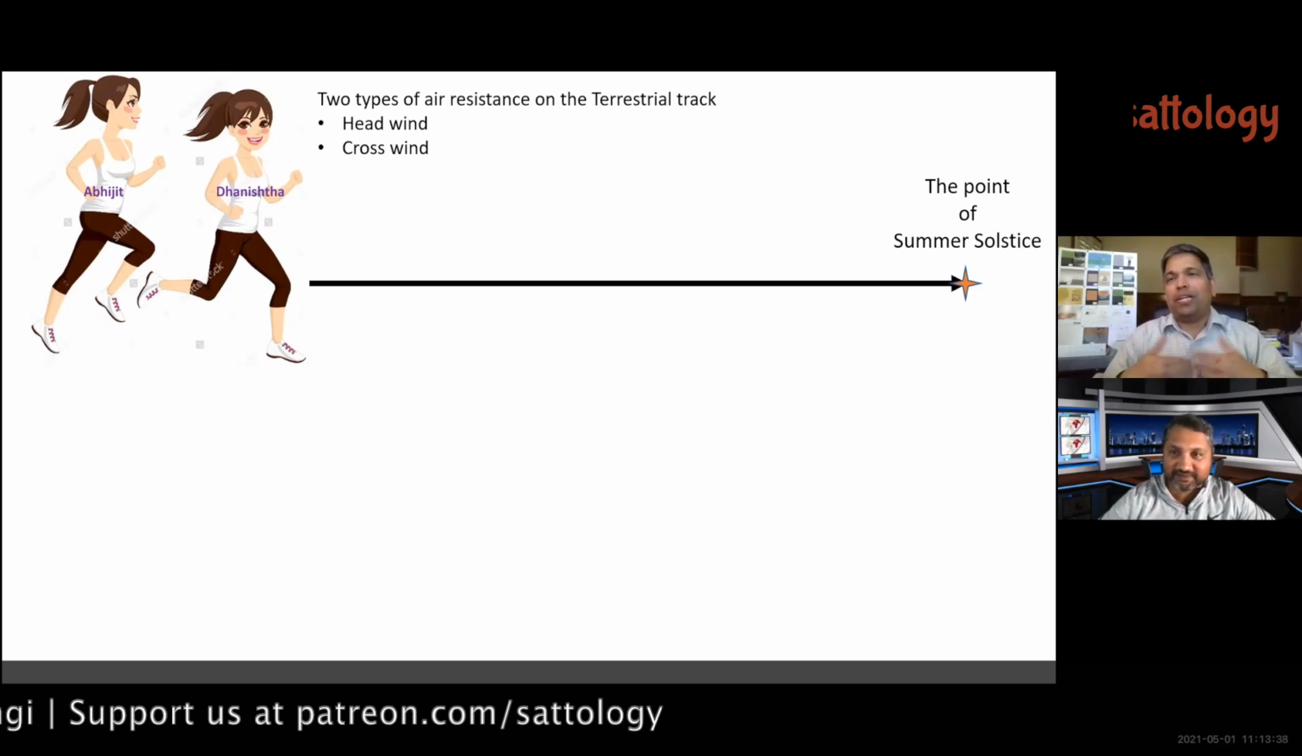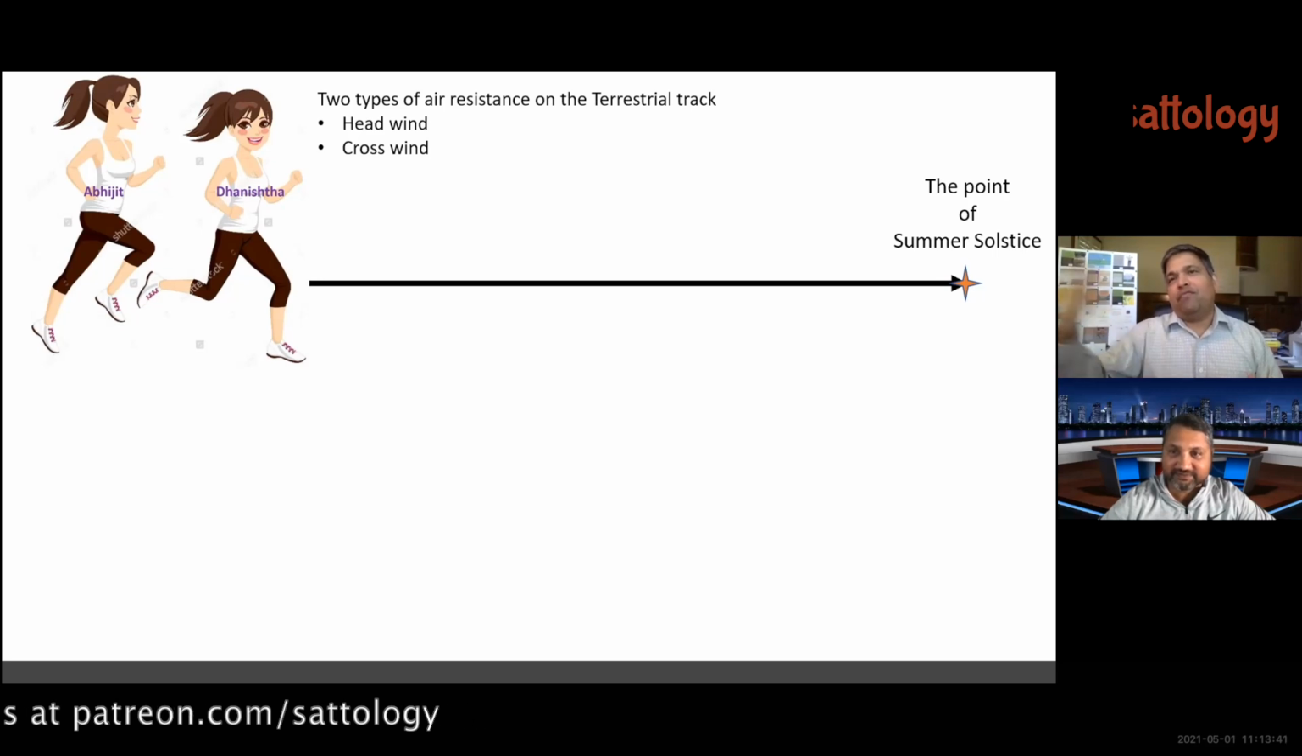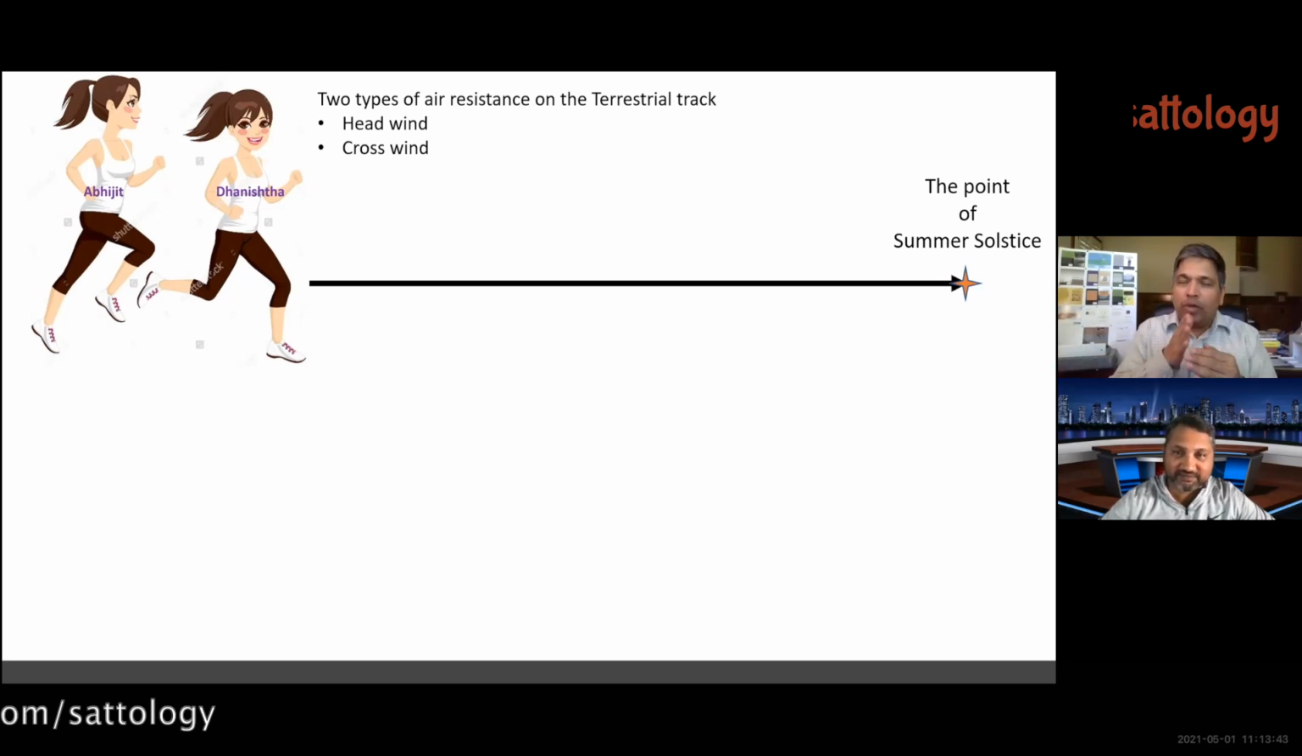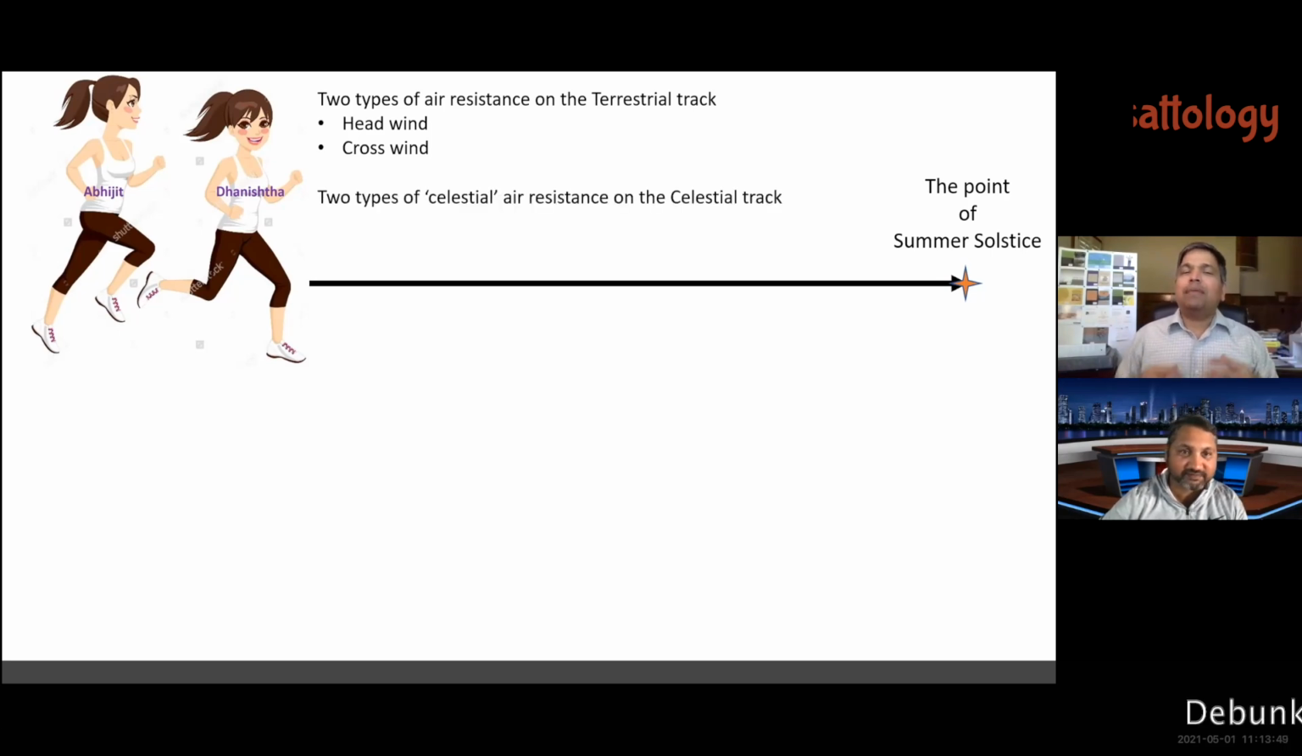In the power industry, we call it VARs. We have to give VARs to get useful power. So, headwind and a crosswind. Okay, now let's use this metaphor for the celestial one. Two types of celestial resistance are also faced by the nakshatras.